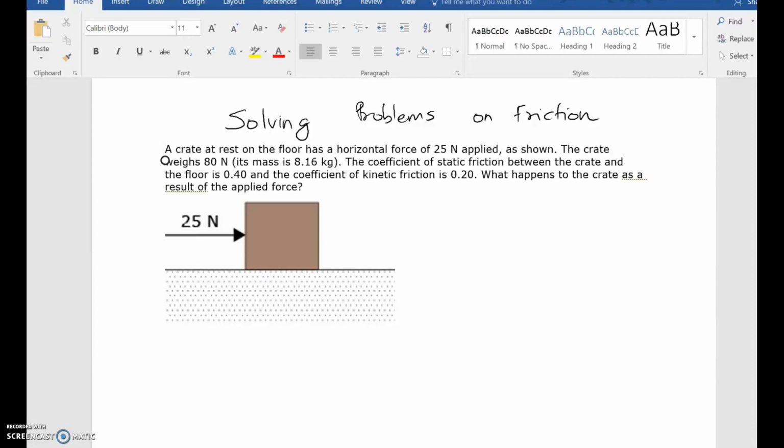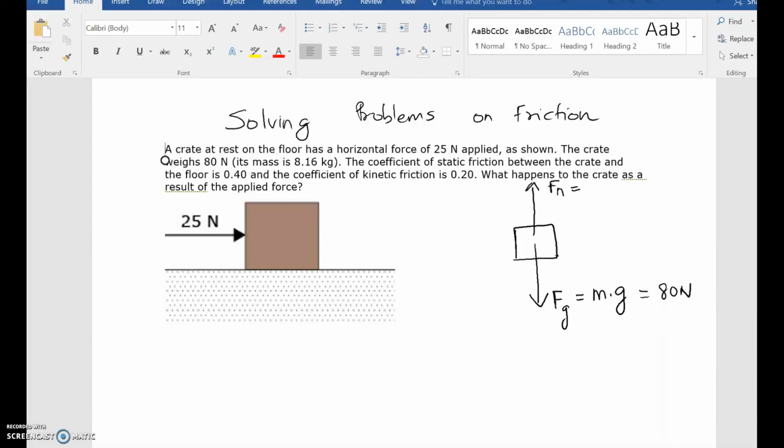So let's draw a free body diagram. The first force we want to identify is the force of gravity, which acts downwards, represented by Fg, and you calculate it as the mass times acceleration due to gravity, and it's already calculated for you as 80 newtons. And because the crate is on a surface, it pushes down on the surface, and the surface pushes it back up, and that is what we identify as the normal force.